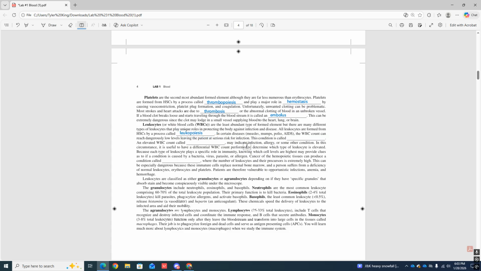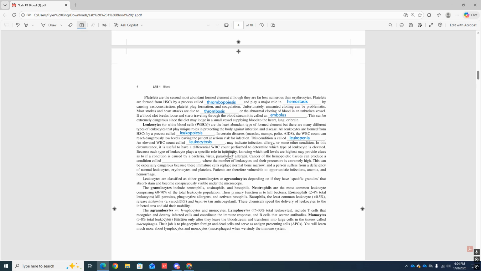In certain diseases, measles, mumps, polio, AIDS, for example, the white blood cell count can reach dangerously low levels, leaving the patient at serious risk for infection. This condition is called leukopenia. An elevated white blood cell count is going to be called leukocytosis. This may indicate infection, allergy, or some other condition in your blood.